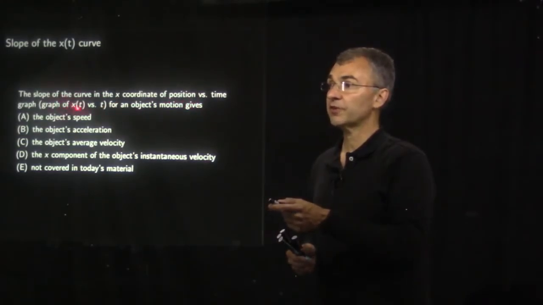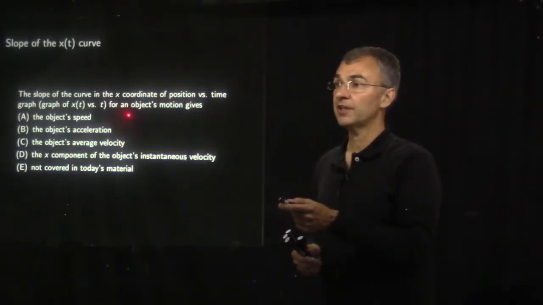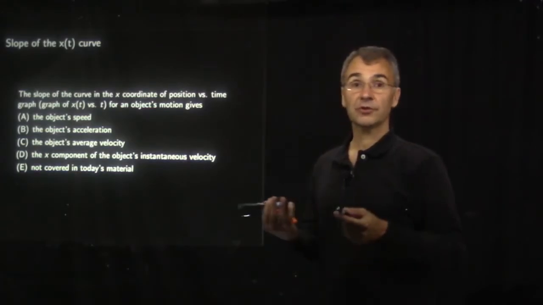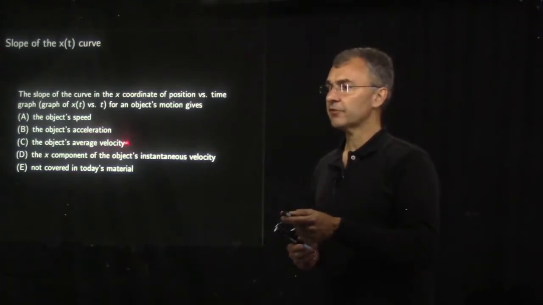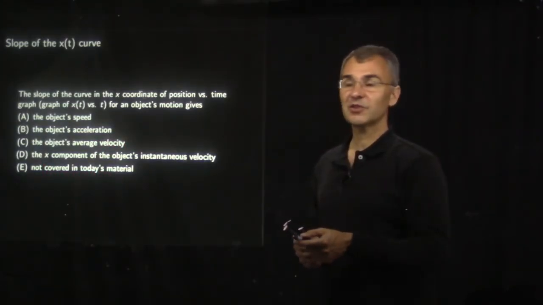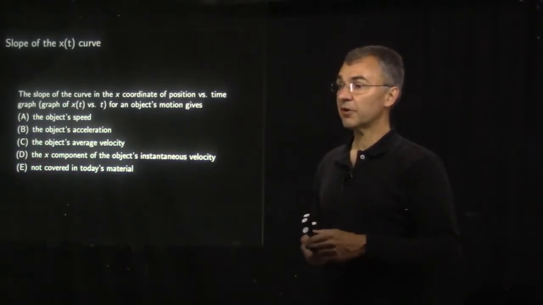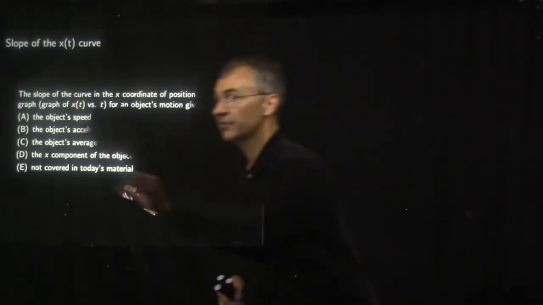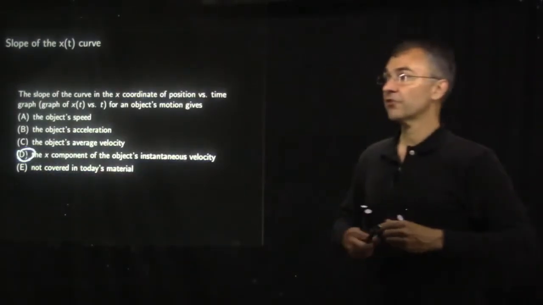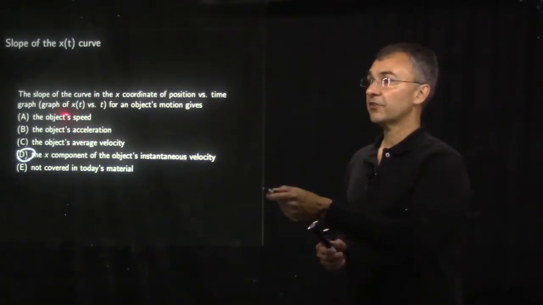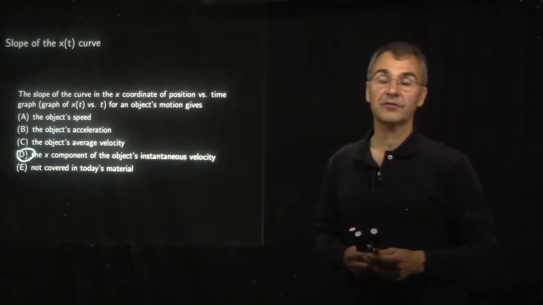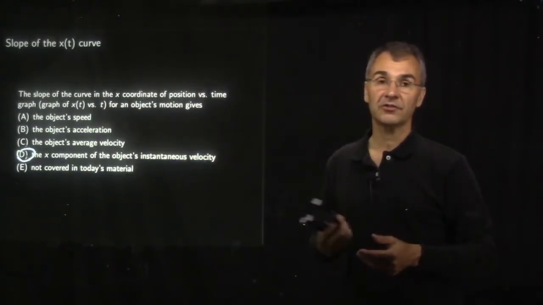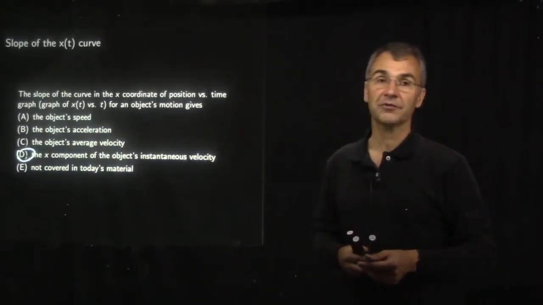In other words, the slope of the graph of x of t versus t for an object's motion gives, is it speed? Is it acceleration? Is it average velocity? Is it not covered in today's material? Or is it the x component of the object's instantaneous velocity? The slope of the x versus t graph is the x component of the object's velocity at that instant. In other words, it is the x component of the object's instantaneous velocity.